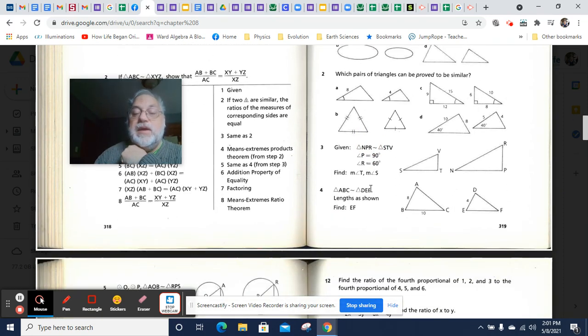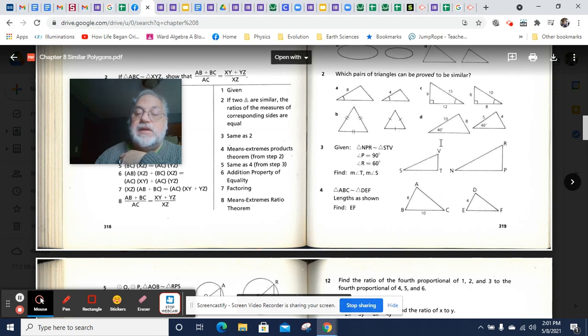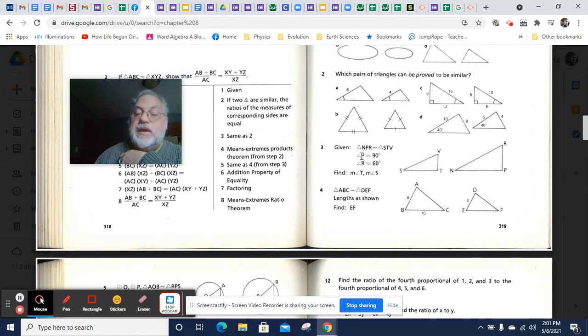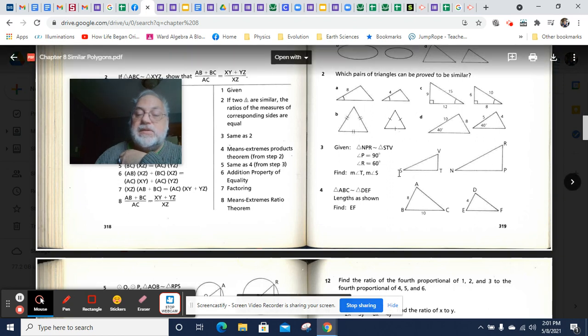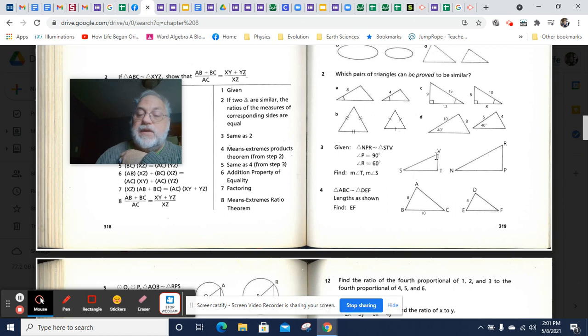For number 3, we've been given NPR is similar. That's what that symbol means. Similar. So NPR is similar to STV. And we know angle P is 90 degrees and angle R is 60 degrees. Well, that means that all the angles that are on here are going to be the same. So if P is 90 and R is 60, then this one N is 30. So S is 30, V is 60, and T has to be 90 as well.